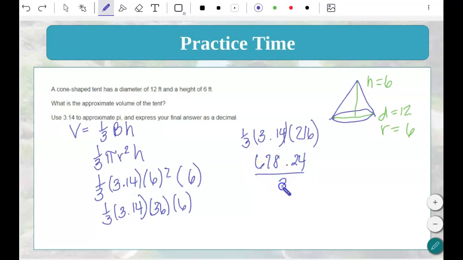So I'm going to put it like this. Use your calculator. We're going to just put approximately because we're going to have to round it. It says express your final answer as a decimal. If it's a free response answer, you're going to have to write the whole decimal. It comes out to 226.08. So that's actually the exact answer. So it's equal to 226.08.